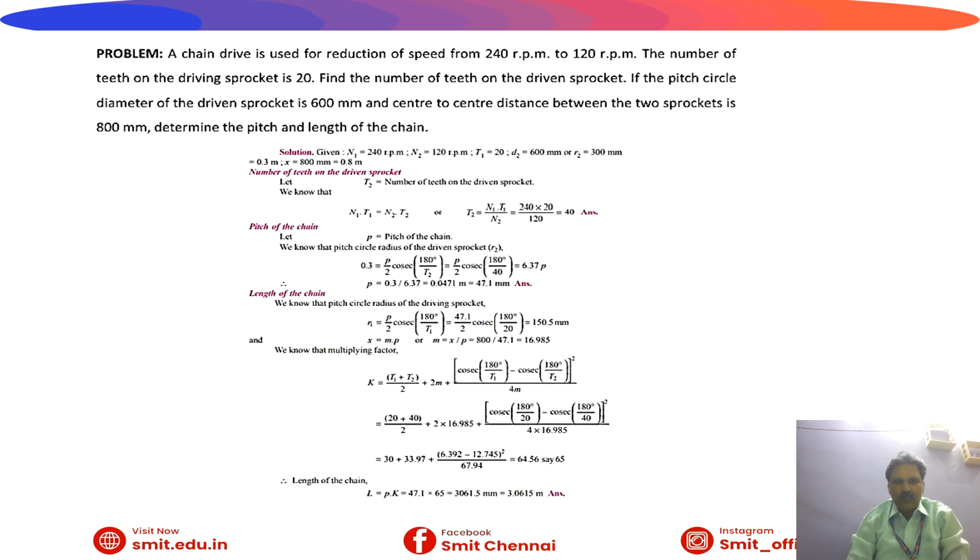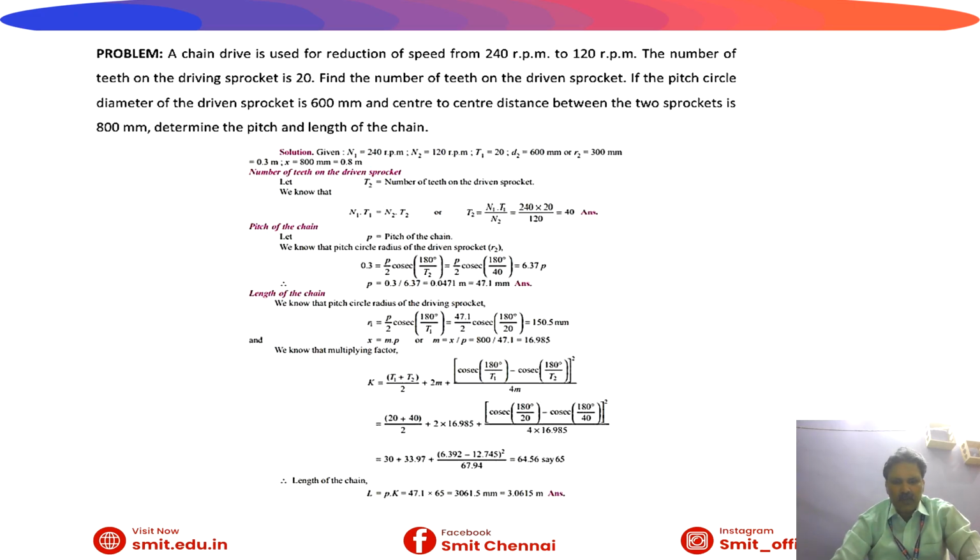Length of the chain. For that we are using the first formula, the pitch circle radius of the driving sprocket: P by 2 cosecant 180 by T1. By using the formula, we will get 150.5 millimeter. X is equal to MP, so M equals X by P. That is 800 by 47.1, 16.985. By simply substituting the values, you will get the answers.